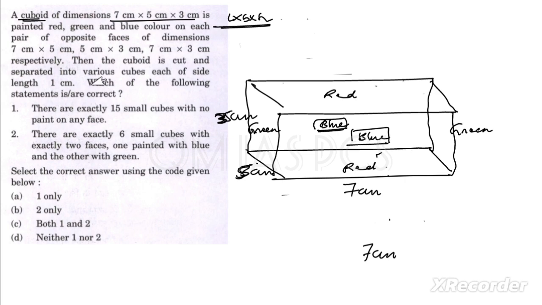The first statement is, there are exactly 15 small cubes with no paint on any face. No painting means what? There is no color. Actually all 6 faces have a color. So no color means if you remove the topmost face, then the inside face will have no color. Is it right? Are you getting this one?